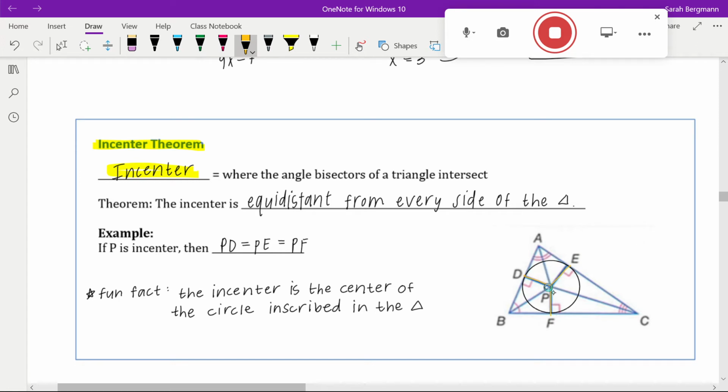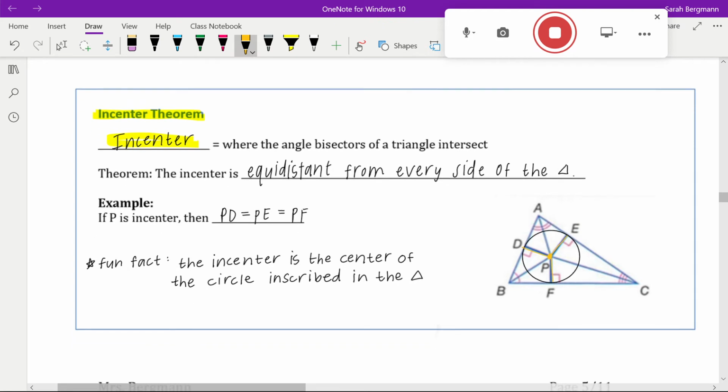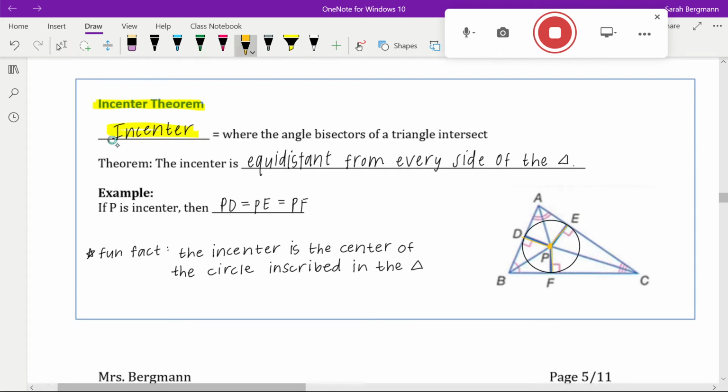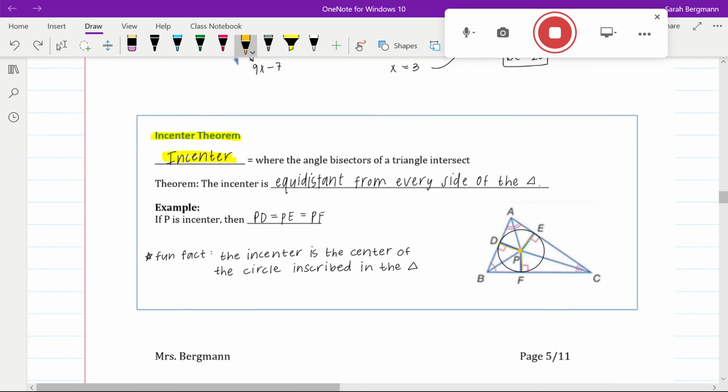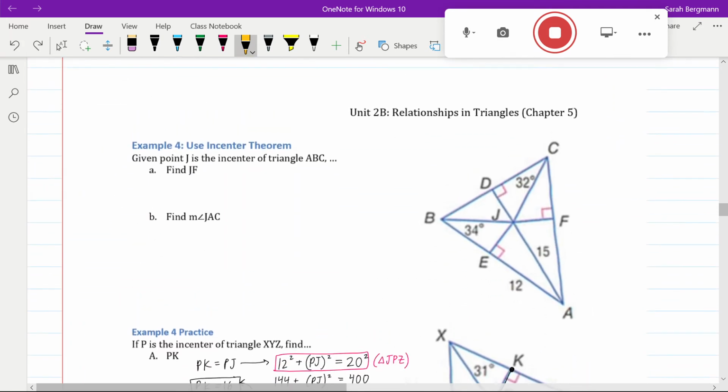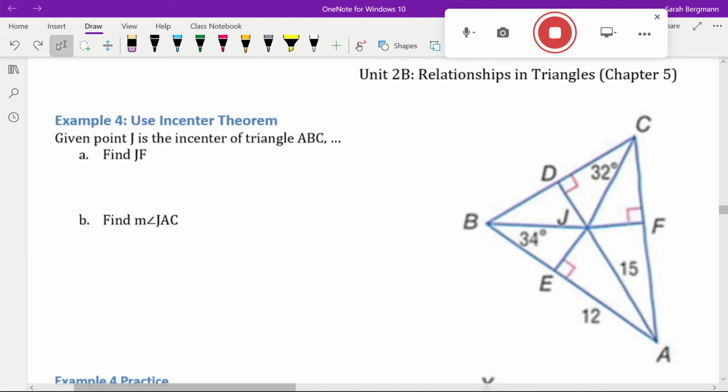A fun fact about the incenter: since it is equidistant from every side of the triangle, I know that these could each represent a radius of a circle, since they're all equal. Therefore, the incenter is the center of a circle that is inscribed in the triangle. So I like to remember incenter, inside. Let's do another practice problem. This one's a little more difficult, so stay with me.